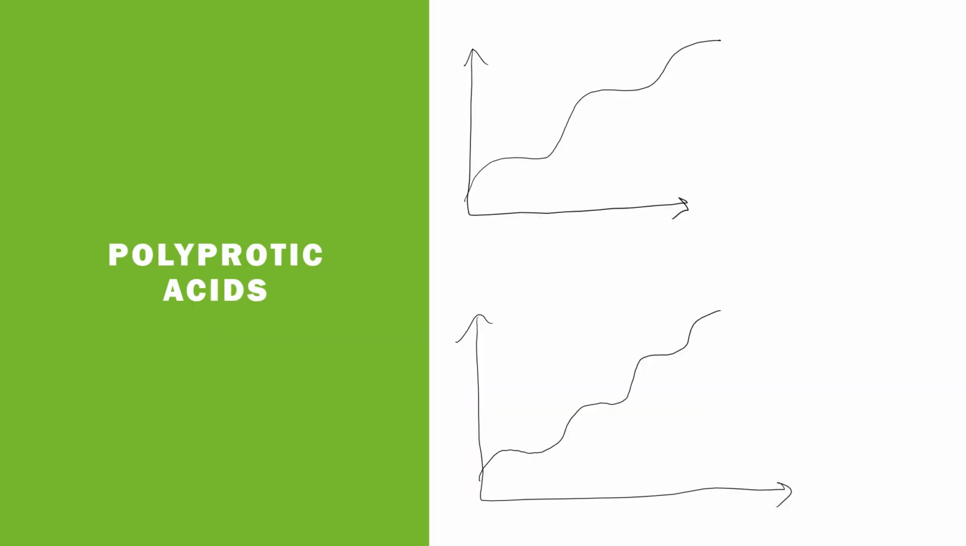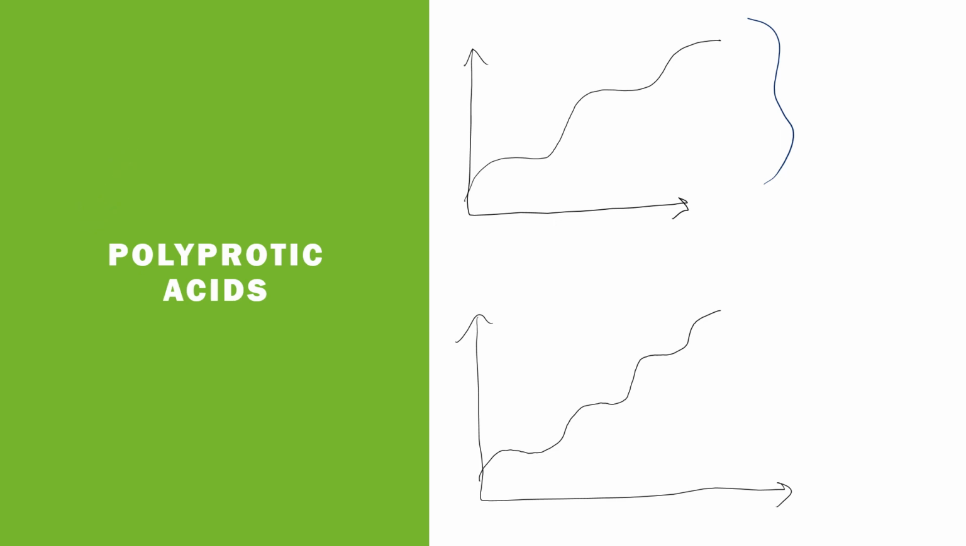So you might be asked about some polyprotic acids. Polyprotic just means multiple protons or multiple hydrogens. So if you have something like H2SO4, that would be a diprotic acid, and you would have a titration curve something like this. Now, but this one's a strong acid, so that's probably not the best example.